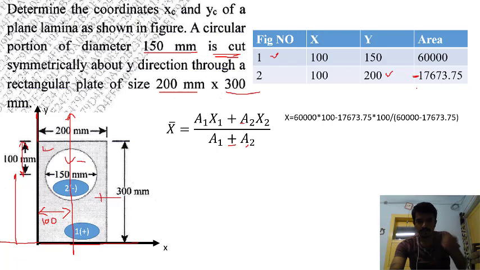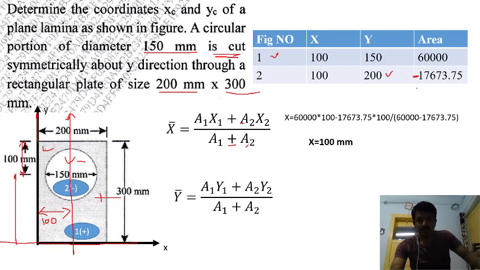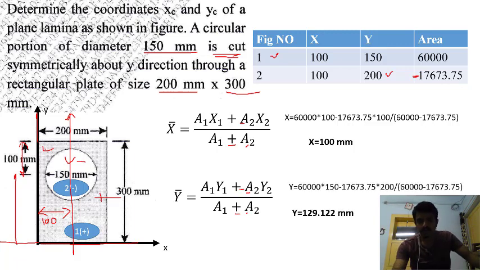Putting in the values, you'll get the answer of x bar as 100. And using the formula for the y intercept, again this a2 will be taken as negative. Then putting the values here, we will get y bar as 129.122 mm. I hope you understand.